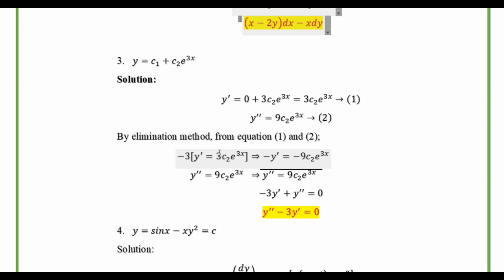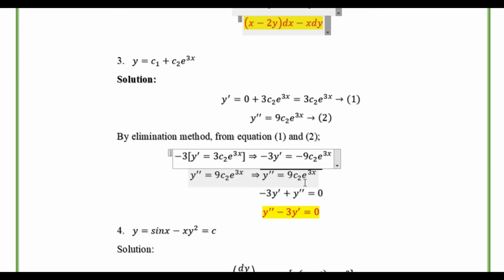To make this one equal to 9, we simply multiply by 3. And to make this one negative, we also multiply by negative. Okay? Again, typo error, there should be a 3y there. So negative 3y prime equals negative 9c2e to the power of 3x. For the second equation, just copy: y double prime equals 9c2e to the power of 3x.